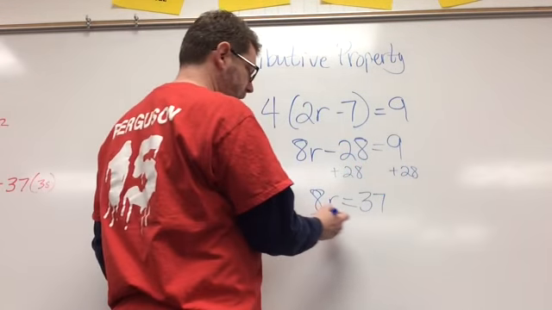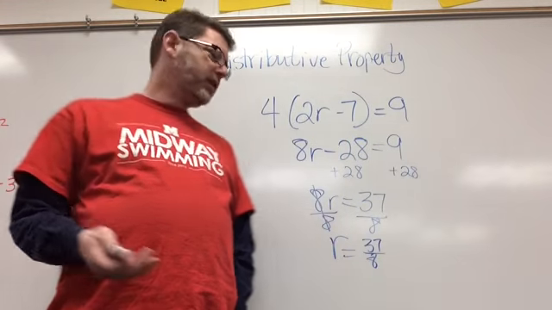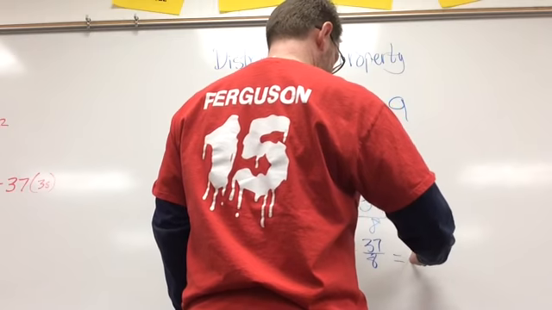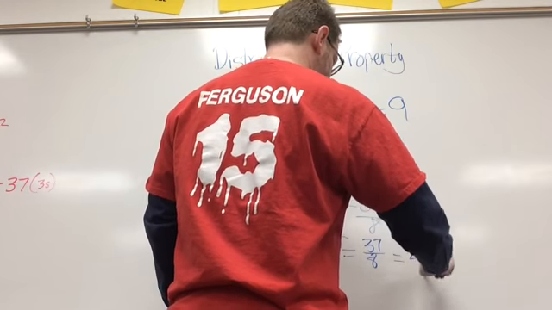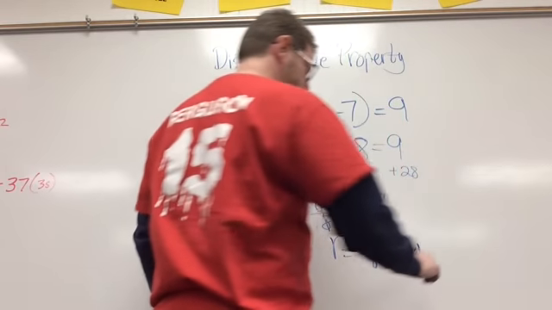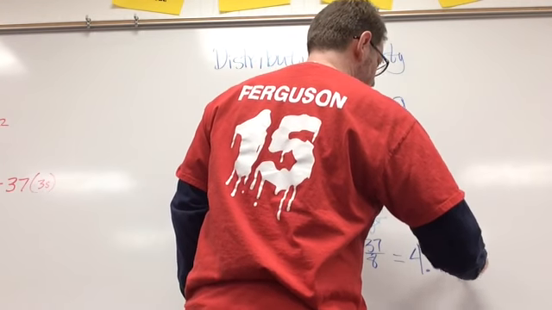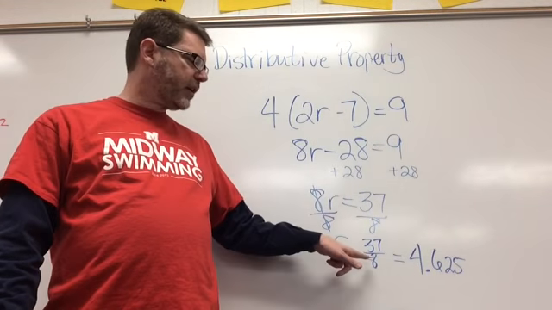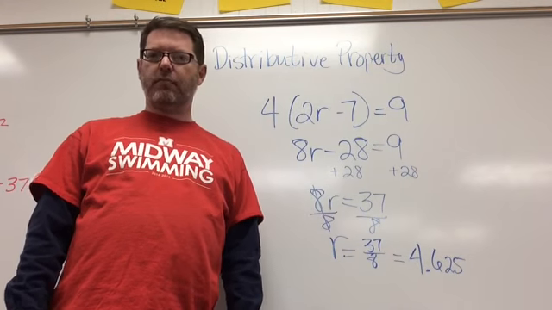If you wanted to use your calculator to calculate that, you would get 4 and 5/8, which would be 4.625. But it's okay to leave it as 37 over 8 if you want to.